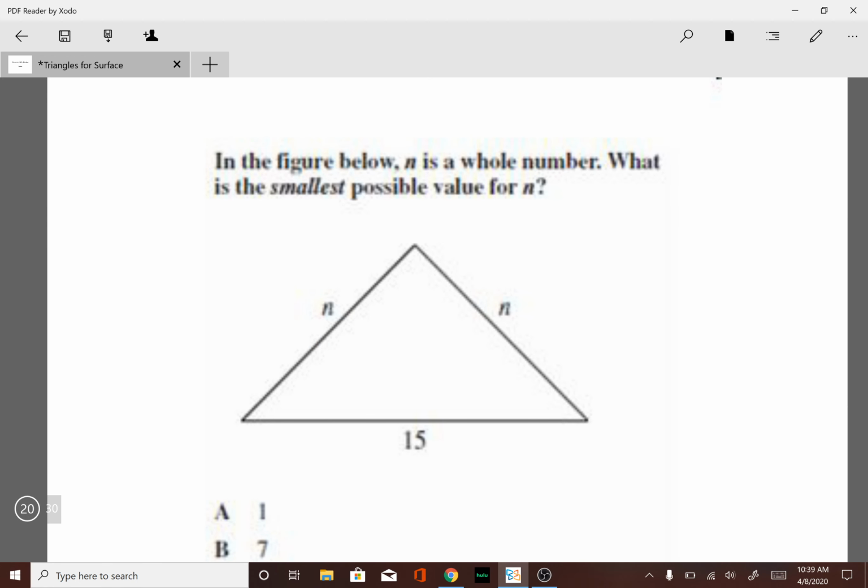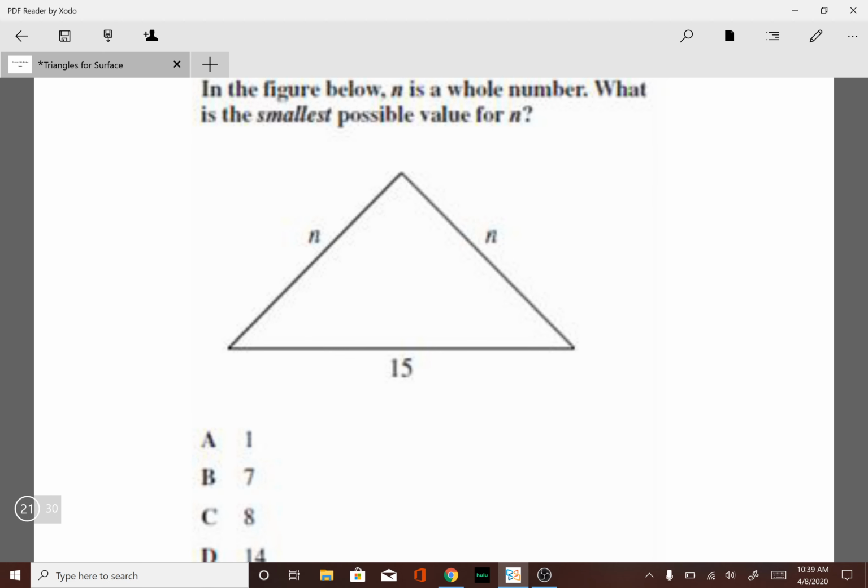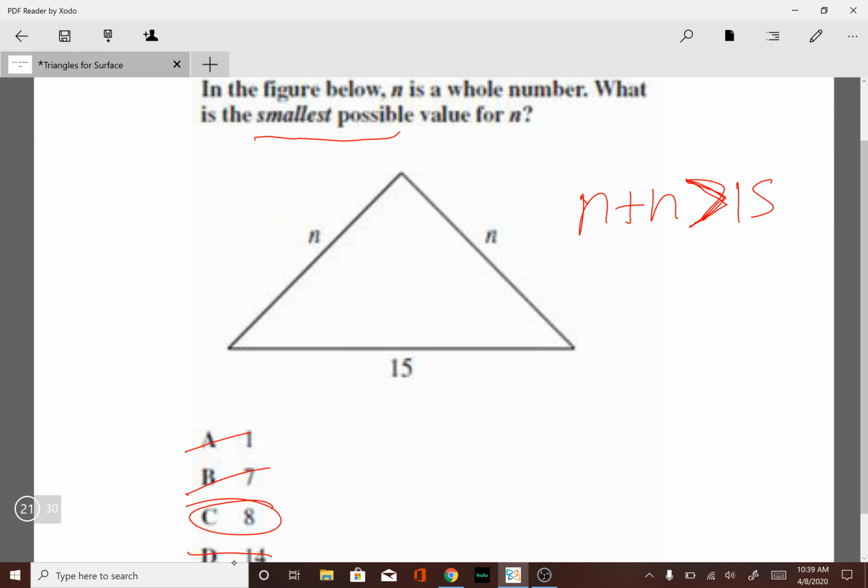In the figure below, n is a whole number. What is the smallest possible value for n? So we're looking for the smallest possible value. Well, we know any 2 sides have to add up to be greater than the third side. So if we did n plus n, we know it has to be greater than 15. So what is the smallest possible? We have to find something that works for this equation, where n plus n is greater than 15. So 1 does not work, 7 does not work, 8 will work, and 14 will work, but since 8 is the lowest, that's what they asked for, that is what we're going to give them, because we want the smallest possible.